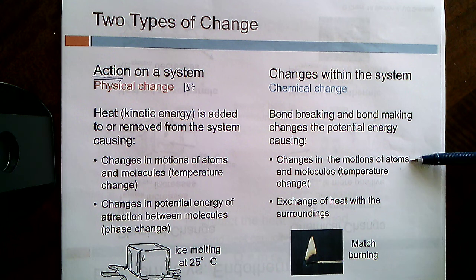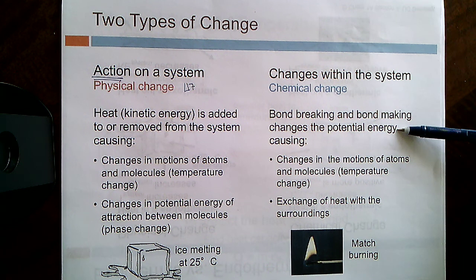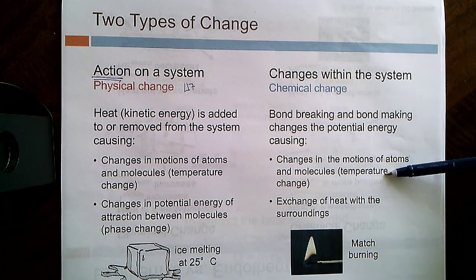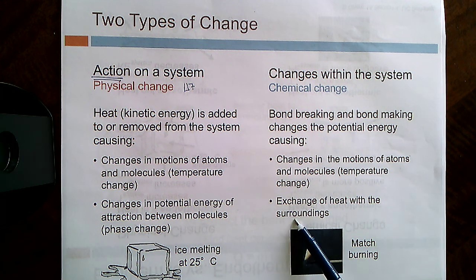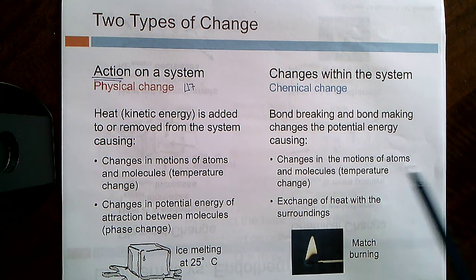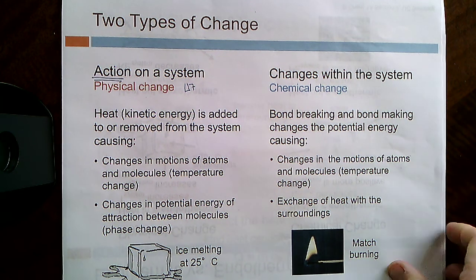So you might notice changes in motions of atoms and molecules occur because of changes in potential energy that lead to changes in heat and ultimately a temperature change. So for example, a match burning, there's a chemical reaction happening that is releasing heat. That heat is getting exchanged with the surroundings and causing an increase in motions of atoms and molecules. But ultimately, the change in heat is a result of bond breaking and bond making.